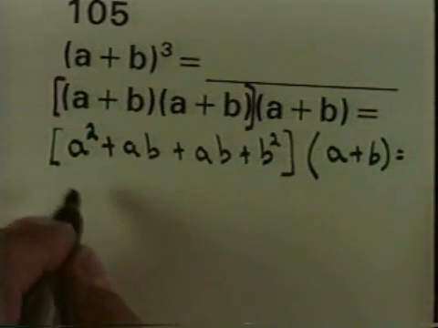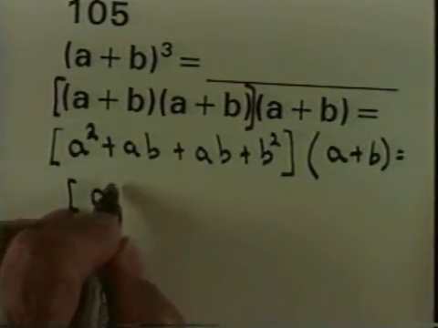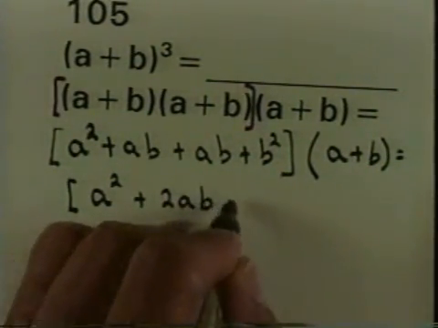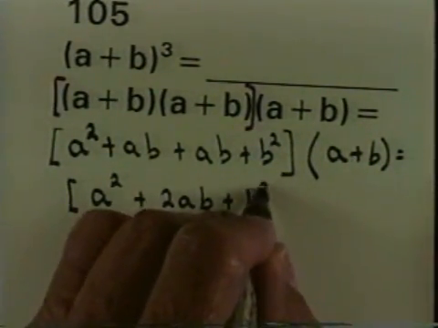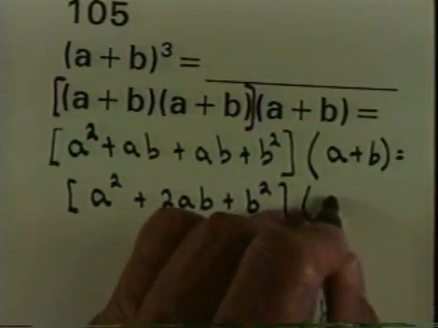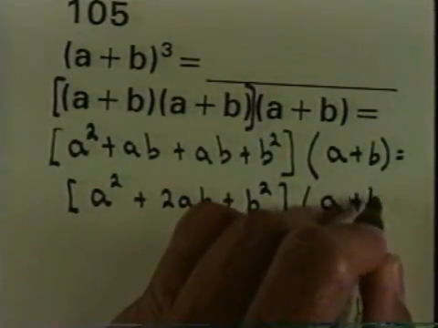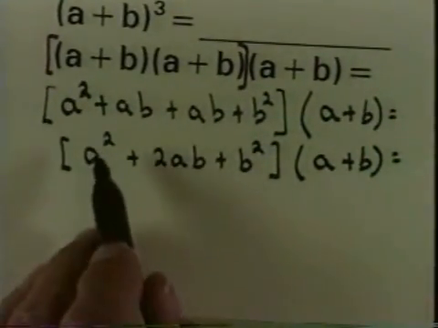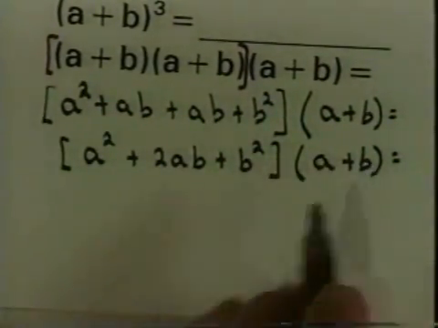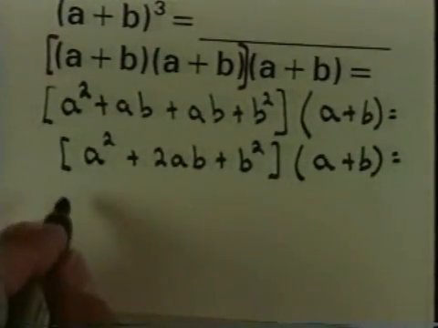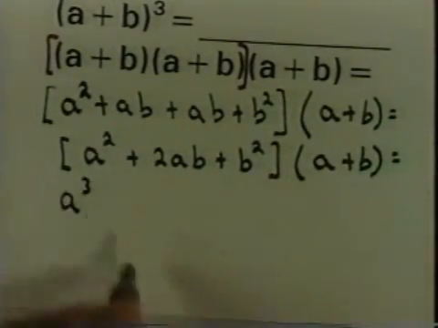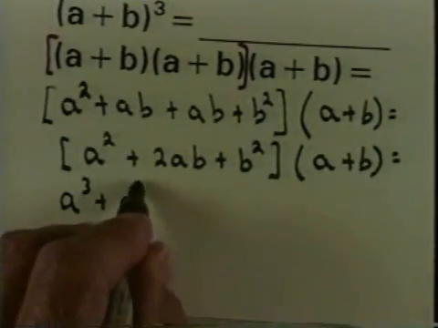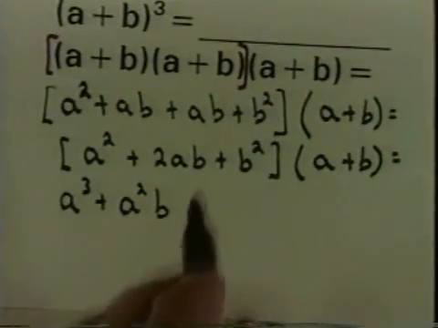Finishing inside the brackets, I have a squared plus 2ab plus b squared, times a plus b. Now I multiply the a squared by both of these. A squared times a is a cubed. A squared times b is a squared b.